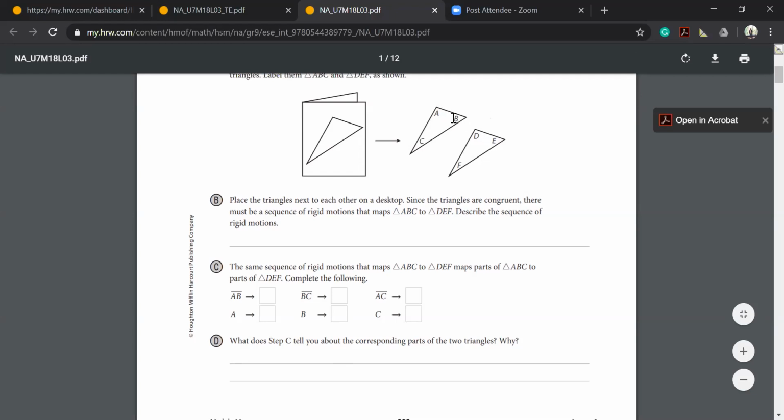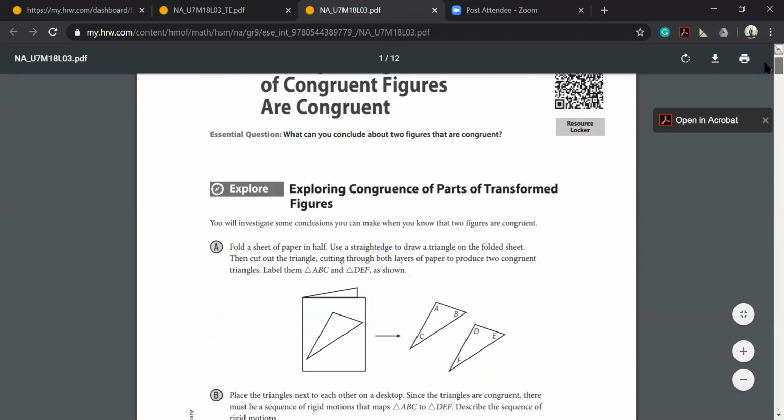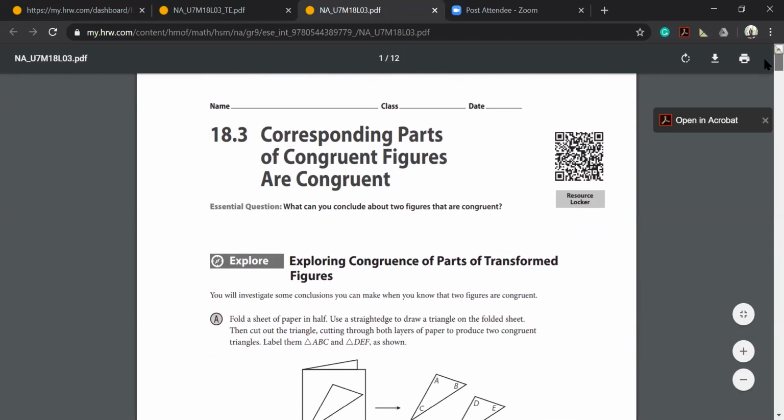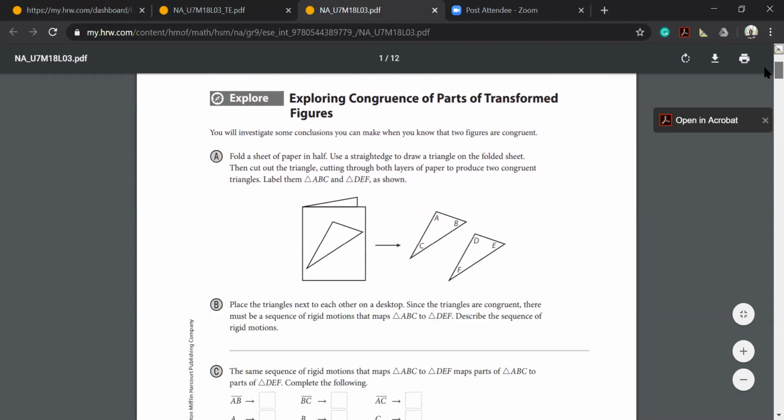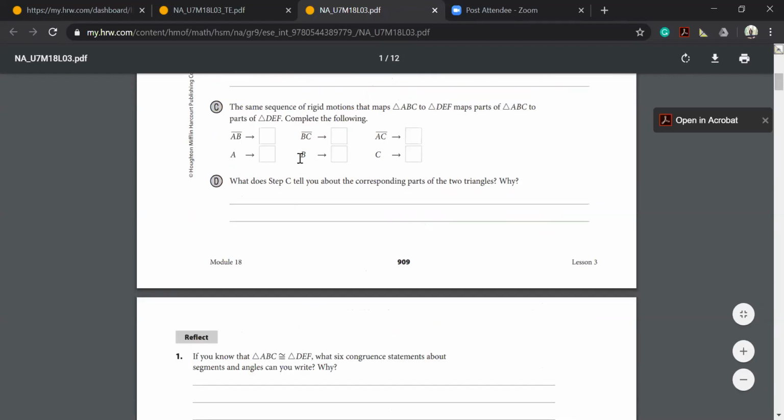Yani I can say that AB is congruent to DE, BC is congruent to EF, AC is congruent to DF, angle A is congruent to angle D, angle B is congruent to angle E, and angle C is congruent to angle F. You understand? So this is the meaning of the headline of our lesson: corresponding parts of congruent figures are congruent. So in question C, what does step C tell you about the corresponding parts of the two triangles? That they are congruent. So this is what you are going to write.